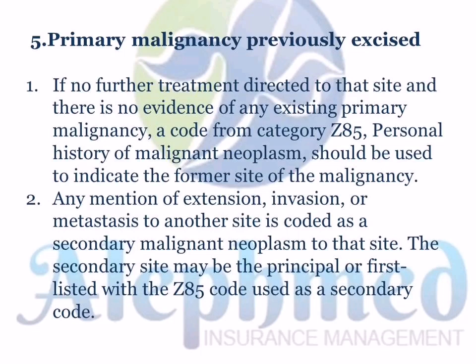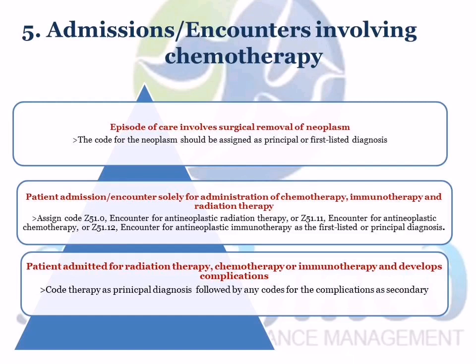any mention of extension, invasion or metastasis, that is, if there is any extension, where there was a bronchial cancer and then it metastasized and has been transferred, and now the patient is having a lung cancer or a kidney cancer or whatever it is. In this particular case, we have to list the Z85 code as a secondary code. The first principal code will be the secondary malignant neoplasm site, and then the secondary code should be Z85, that is a previous malignancy.